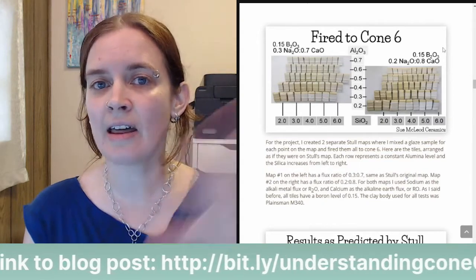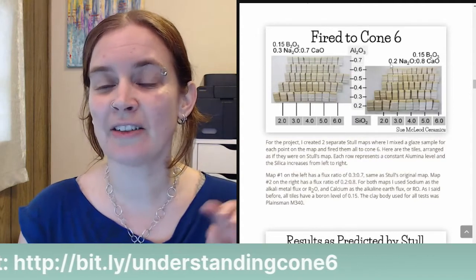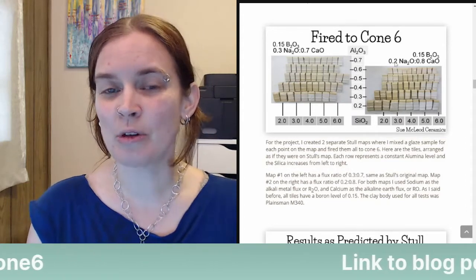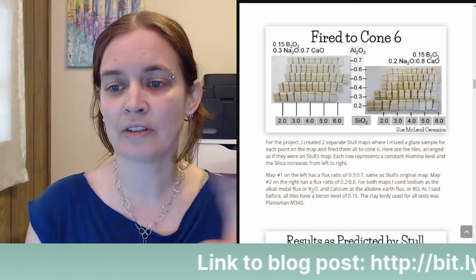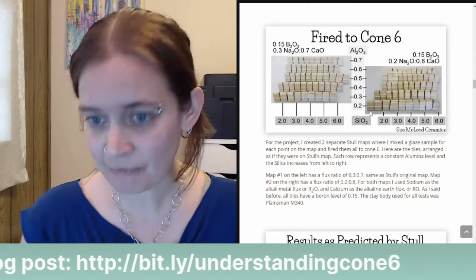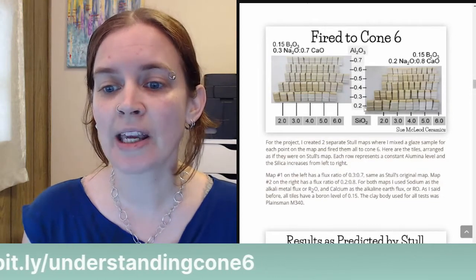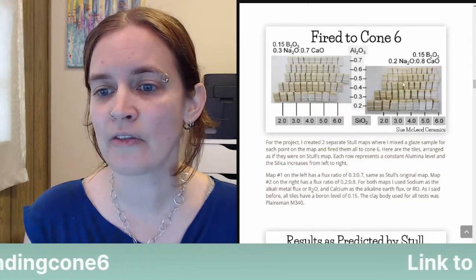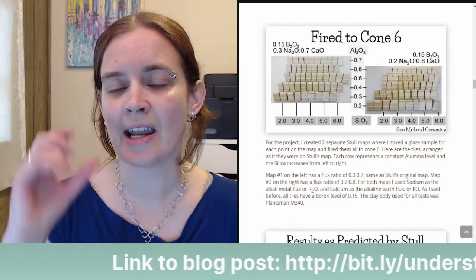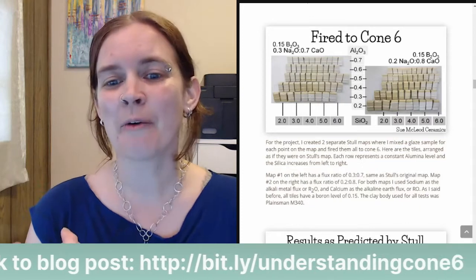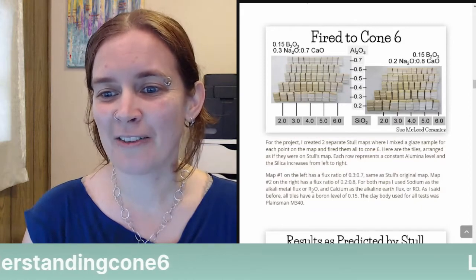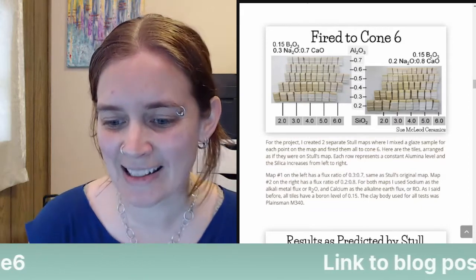And then I did another map where I used a different flux ratio. So all of these test tiles on the right have a 0.2 to 0.8 flux ratio. So 0.2 moles of sodium, 0.8 moles of calcium. They all have 0.15 moles of boron. And so these are, again, 0.2 alumina down here, 0.3, 0.4, 0.5, 0.6. So then what I did was I took my results and I studied each test tile and decided whether it was matte, glossy, underfired, crazed, all of those things in between matte and glossy, satin, that sort of thing.